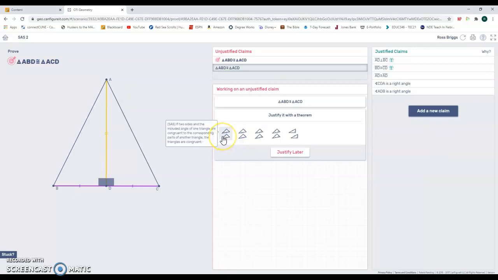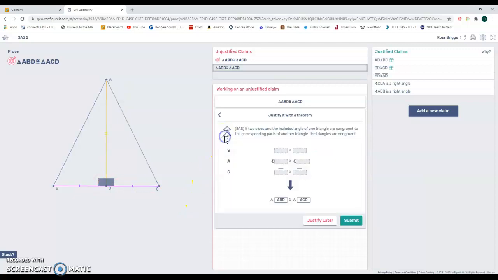So we got one last theorem we can use, which is side, angle, side. And it says if two sides and the included angle of one triangle are congruent to the corresponding parts of another triangle, the triangles are congruent. And I see that here. We have two sides and the included angle, which means that the angle is between the two sides, and they're congruent to the two sides and the included angle of the other triangle, so those two triangles are congruent. So I like that. Let's try that.